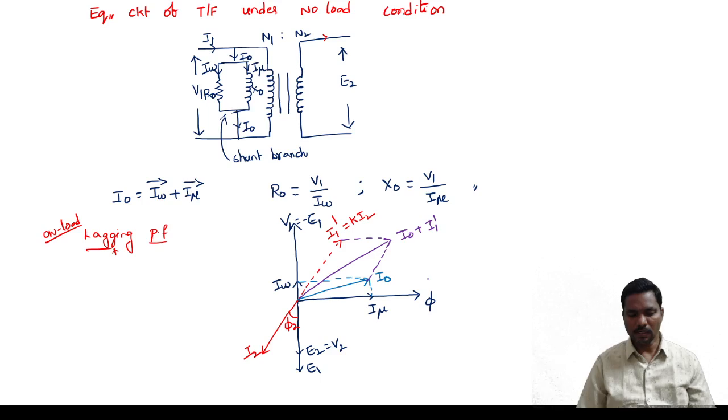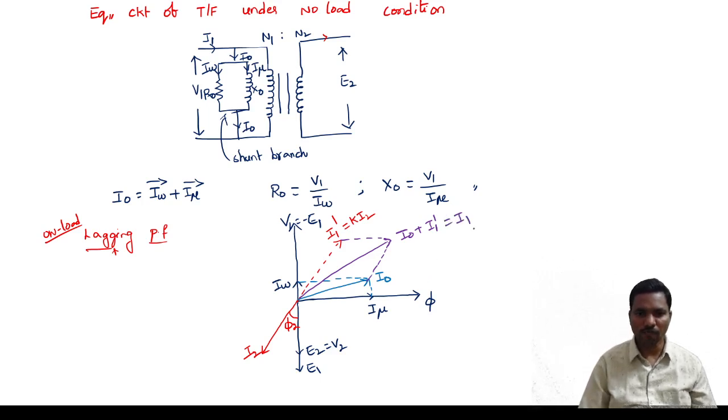I0 plus I1 dash, this is nothing but the I1 current. So what is the angle between V1 and I1? Let us take it as phi 1. So phi 1 is the angle between V1 and I1.